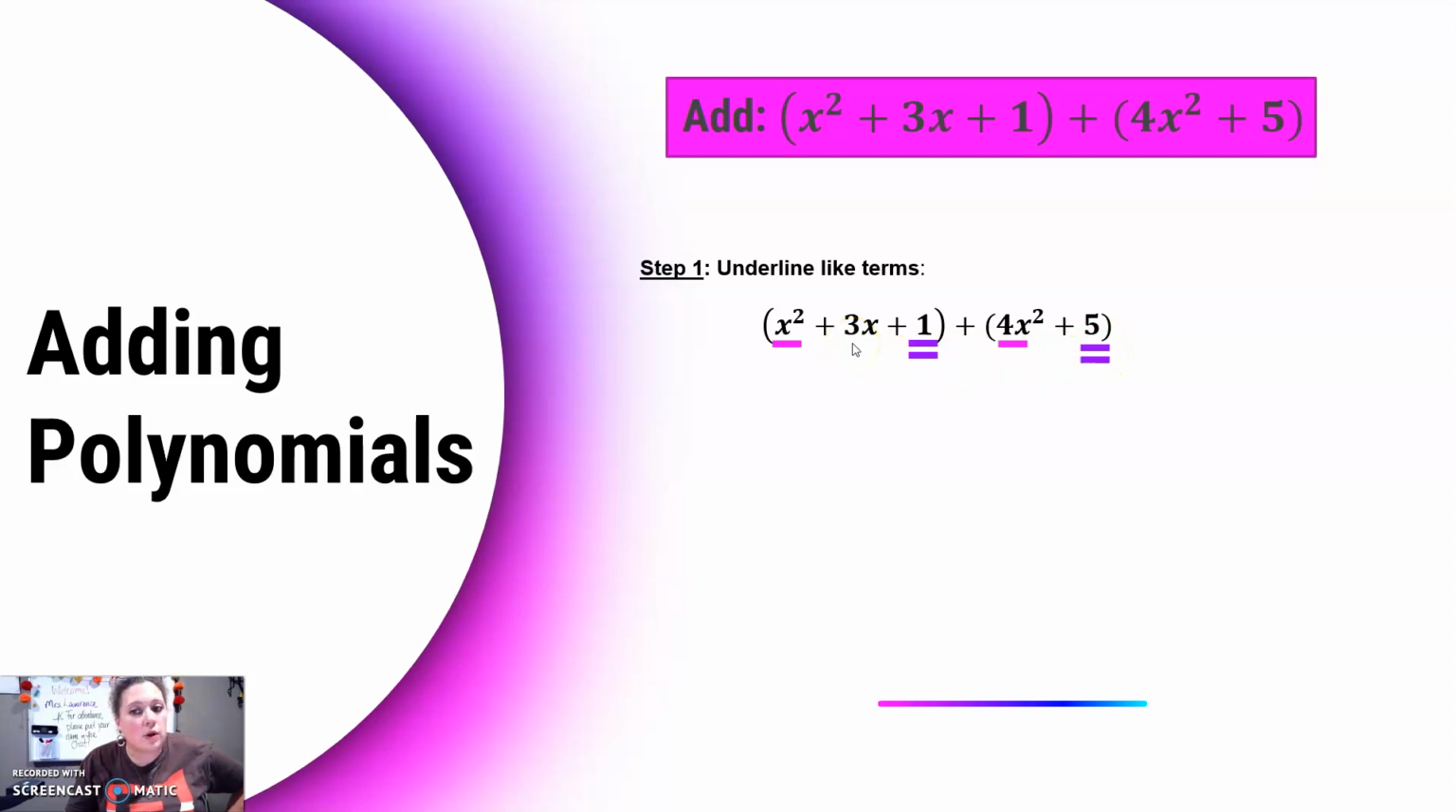3x, he's a lone soldier, doesn't have any friends. He cannot be combined with anybody else. He's just going to be part of the answer, regardless of what the rest of it is. Like I just said, 3x does not have a like term.